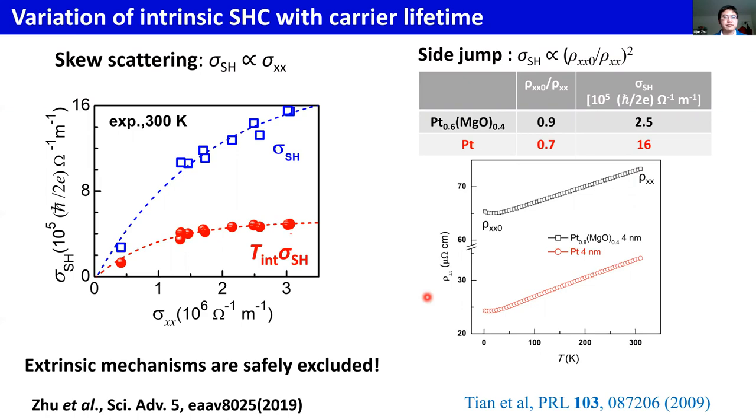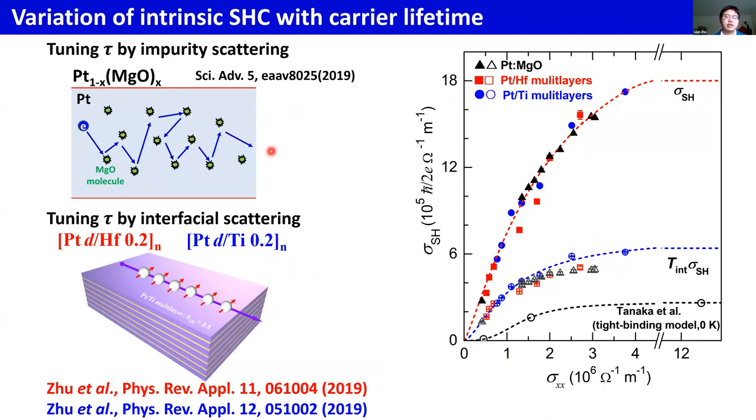In addition to impurity scattering, we are also able to tune the carrier lifetime by the strong interfacial scattering from the hafnium insertion layers and the titanium insertions. Here we plot platinum MgO data in black triangles, the platinum hafnium data in red squares, and the platinum titanium multilayer data in blue circles. You will see all the data from the different material systems overlap with each other very well, which again confirms the characteristic variation of the intrinsic spin Hall conductivity with the carrier lifetime.